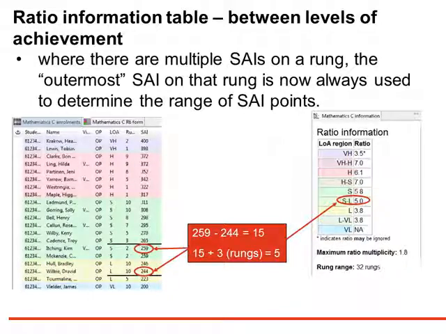SAI points. In this case, the top SA2 student has an SAI of 259 and the bottom LA10 student has an SAI of 244. The difference between 259 and 244 is 15 SAI points. When 15 points have been used over 3 rungs, this means that an average of 5 SAI points per rung have been used at this point in the distribution.